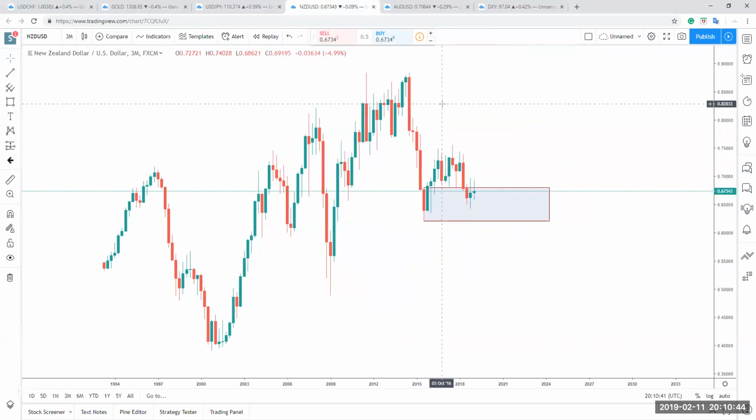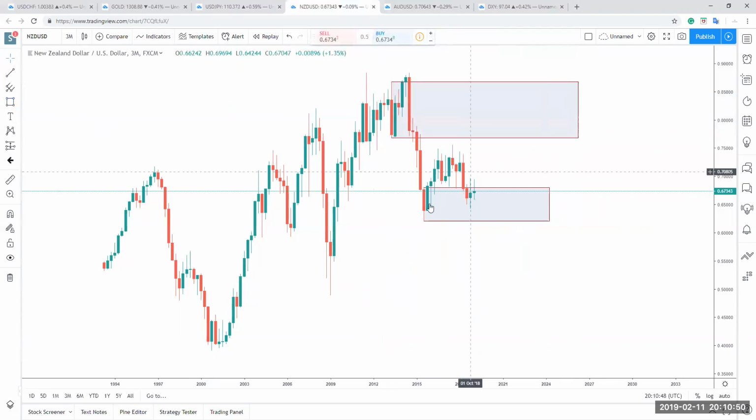Price didn't come back up to even come into this area to say that it took more sell orders. So now we know that there are more sell orders, so our bias is a sell because of this move here.